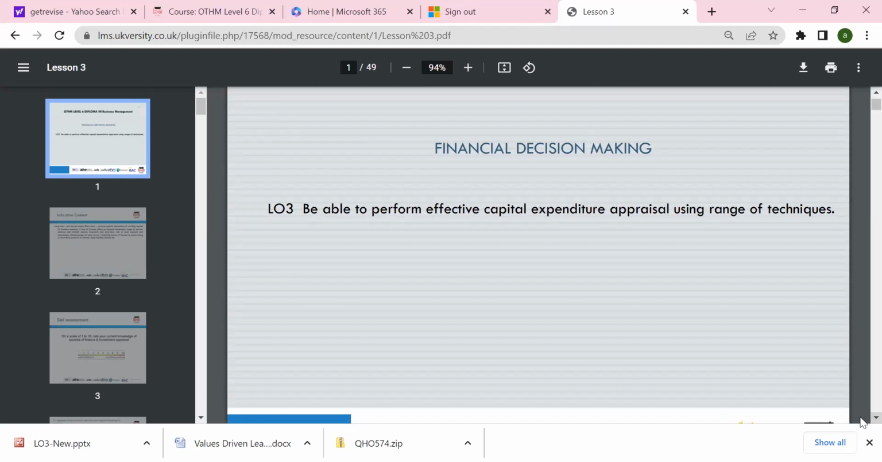Today's lesson is LO3: be able to perform effective capital expenditure appraisal using a range of techniques. Capital expenditure is a long-term expenditure, such as extending your house, which increases the value of the house. If you're buying a car, it's not a revenue expense, it's a capital expense because it's your asset. If you do the service of your car, that will be a revenue expense, which is normally low value, while capital is high value.